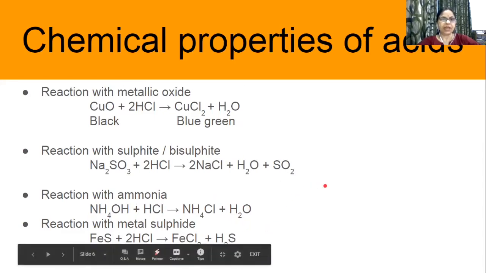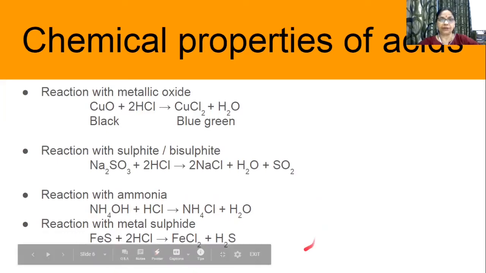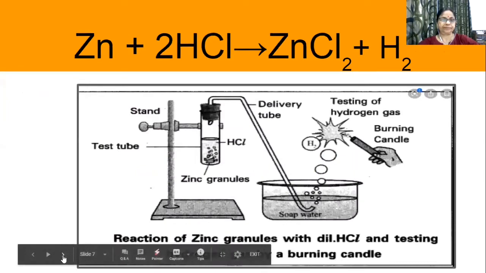Next is reaction with metal sulfide. That means iron sulfide plus hydrochloric acid forms iron chloride plus hydrogen sulfide, a very significant reaction, because in this reaction, hydrogen sulfide gas is formed, which has the smell of rotten eggs.